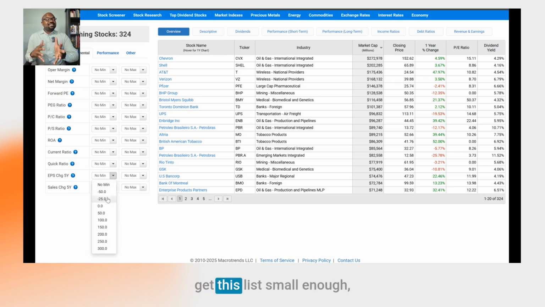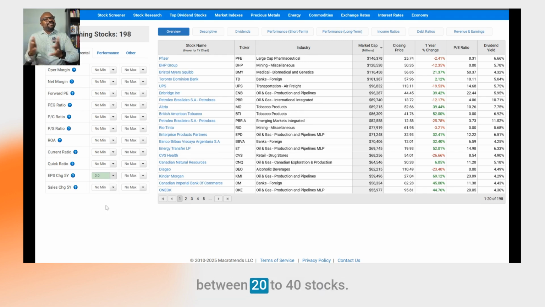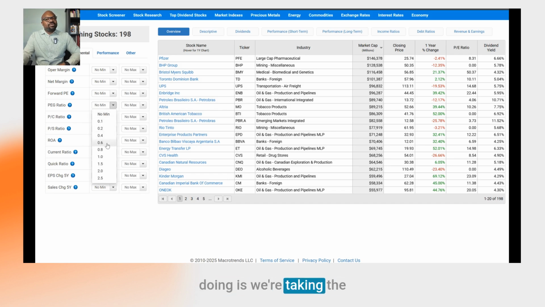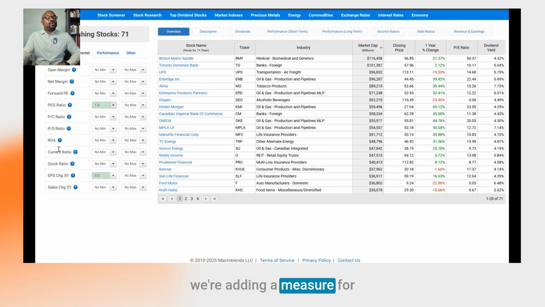We're really just trying to get this list small enough, probably somewhere between 20 to 40 stocks. From there, I can start reading and researching about these different companies to see if they make sense to be inside of my retirement plan. So then my earnings per share, I want to make sure I haven't lost any money over the last 5 years. I normally like looking at the PEG ratio, and all we're doing is taking the price per earnings, but adding a measure for growth. I want to make sure it's also a growing company.